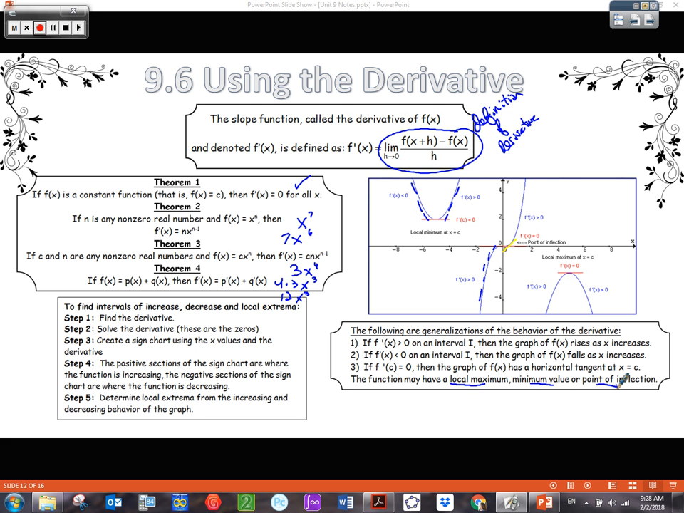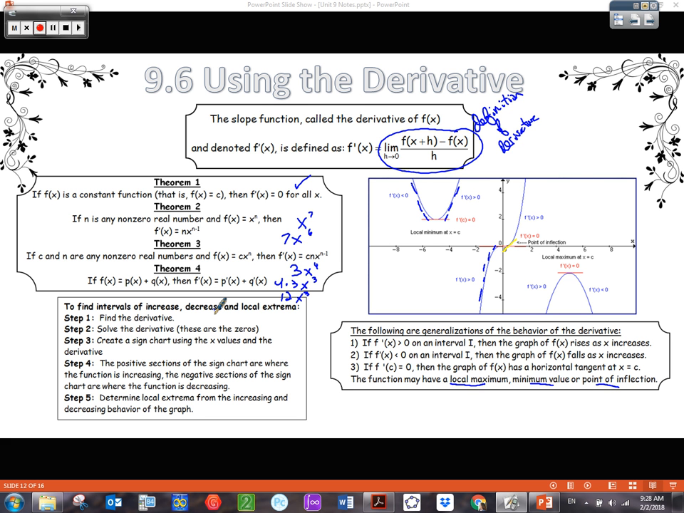We're going to use it to do a couple of different things. And we're just working with polynomials, okay? We do this in calculus with all different kinds of functions, but we are just doing polynomials, the easiest functions possible. So here are the steps that we would take to find increase, decrease, and local extrema. That's what we're going to be doing today: finding intervals of increase, decrease, and local extrema.